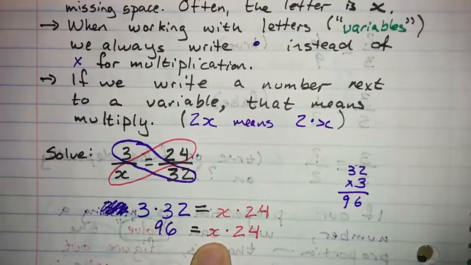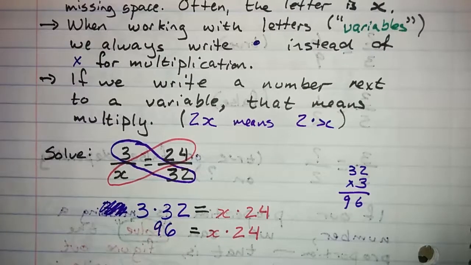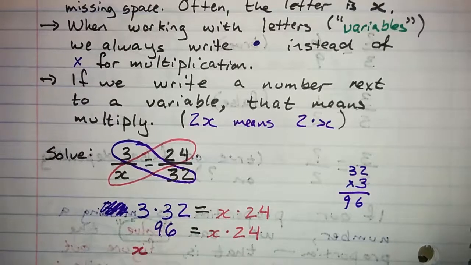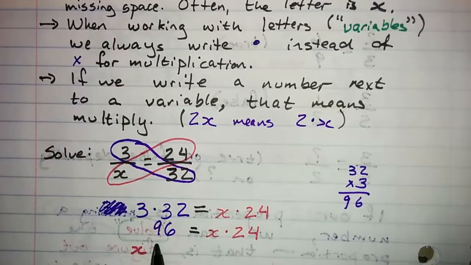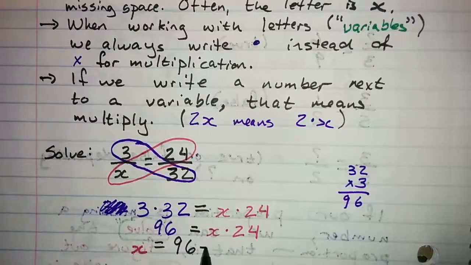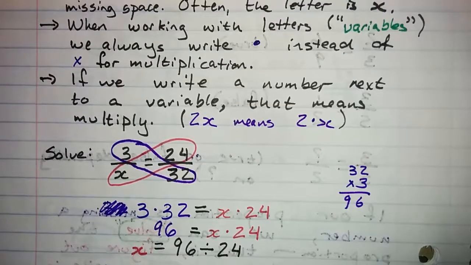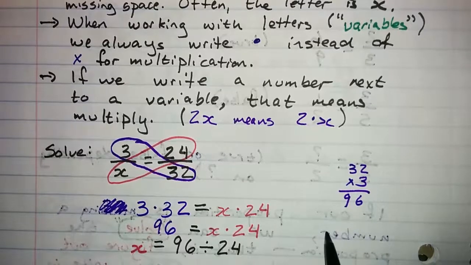X, now, our unknown number, it's the missing thing in a multiplication problem. How do we find the missing thing in a multiplication problem? This looks like a job for division. Our unknown number is going to be the product divided by what we were multiplying by. 96 divided by 24.